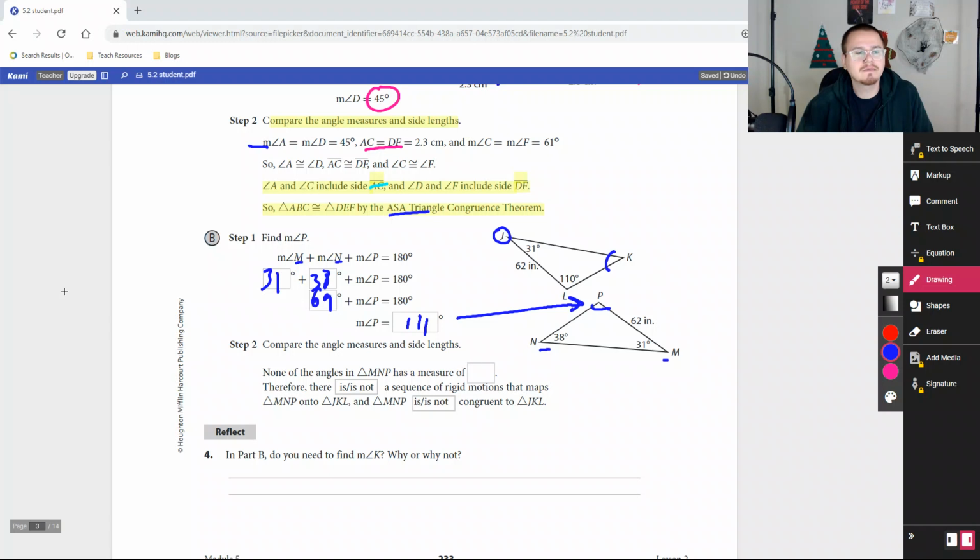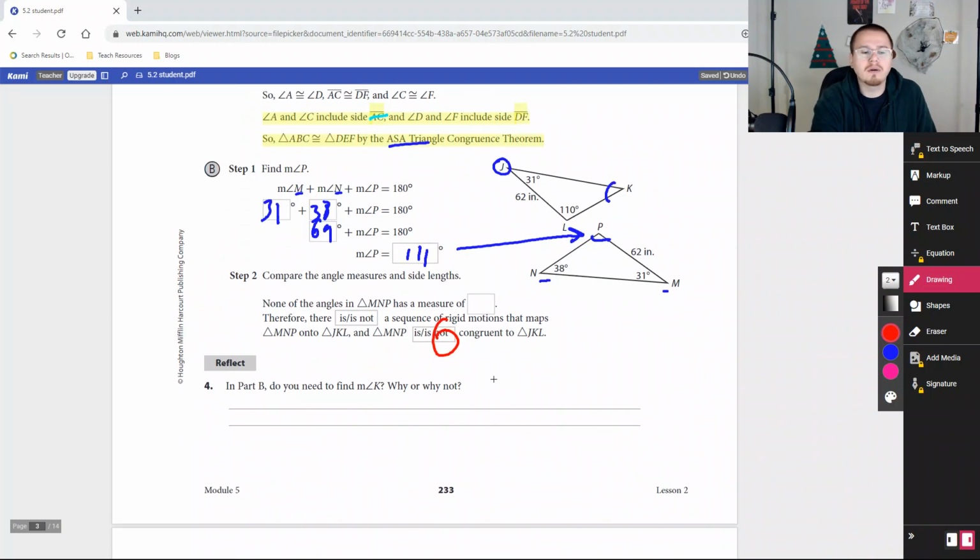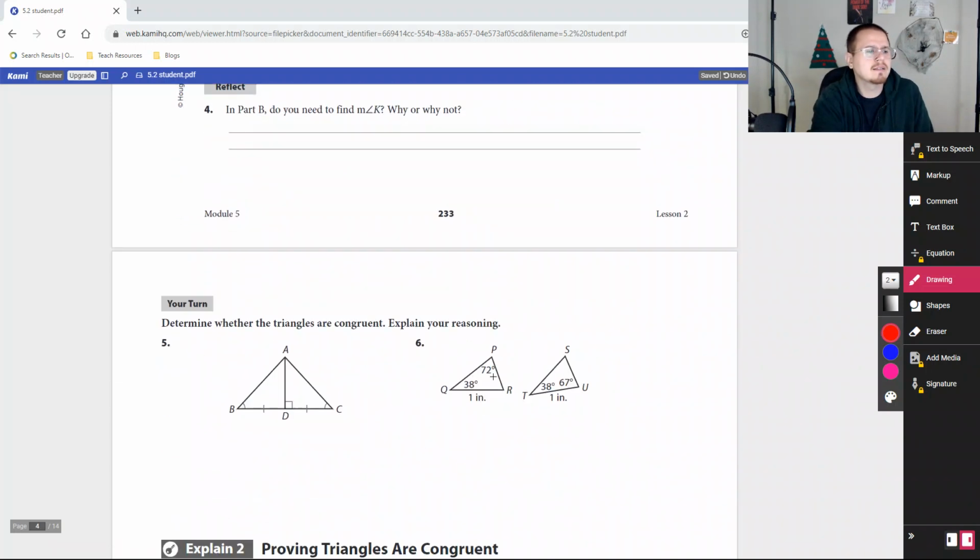Yes. No. Yes. Yes. I was tripping. So you should see right away, guys, this is not going to be congruent because the angle measure pairs are not the same. If any part is not congruent, it's not. This triangle is not congruent. Do you have to know angle measure K? No. You only got to know the parts that you have.